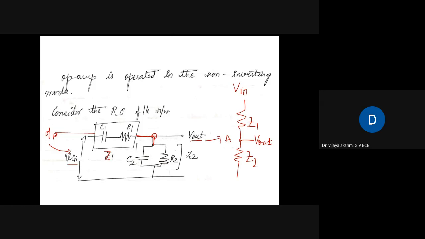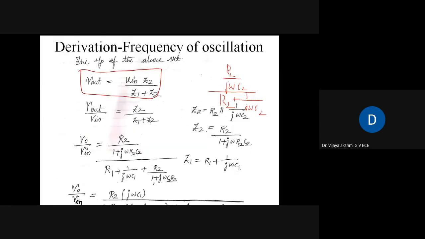Parallel combination of C2 and R2. So Z2 is the parallel combination of R2 and C2. Instead of C2, I have taken its capacitive reactance, 1 divided by j omega C2. So these two are in parallel, right? If two resistors are in parallel, how do you find the total resistance? R1 R2 divided by R1 plus R2.